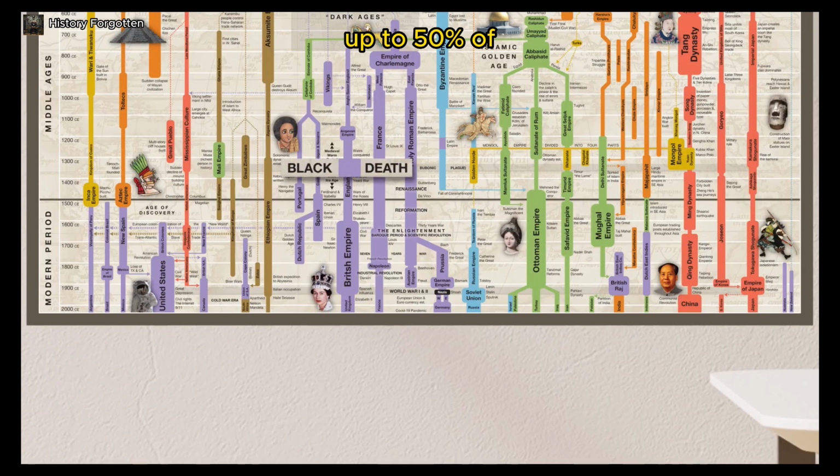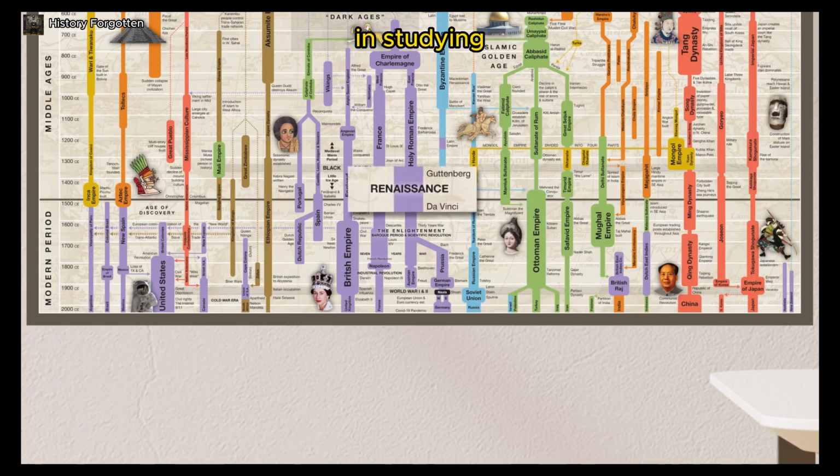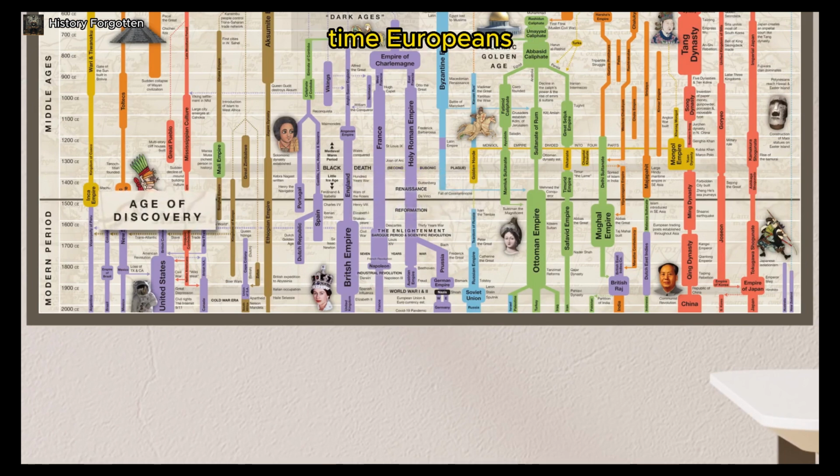Once again, up to 50% of the population in many cities passed away, and this perhaps helped spark the Renaissance. The Eastern Roman Empire finally fell to the Ottoman Turks, and in Italy there was a renewed interest in studying the art and philosophy of the classical period. Around the same time, Europeans started colonizing the Americas, and major advances were made in science.